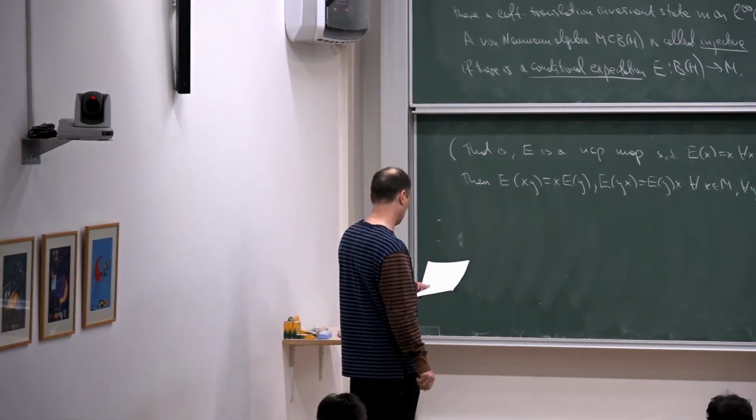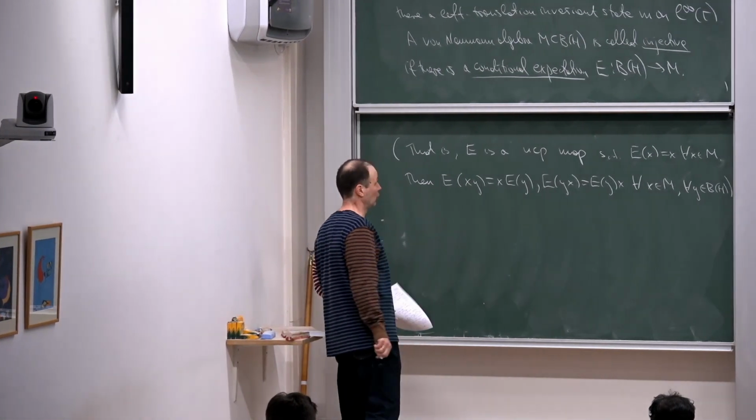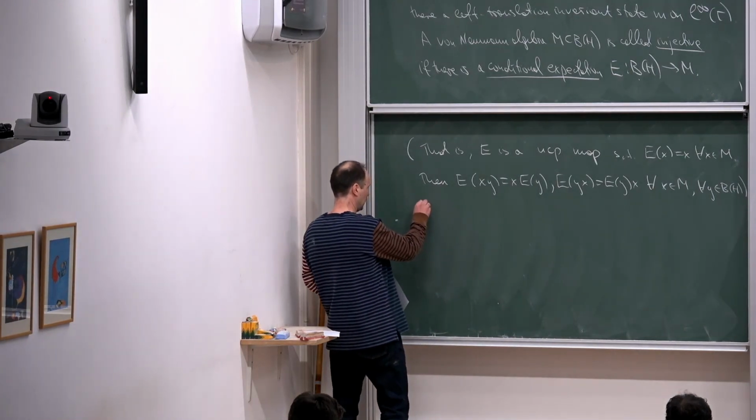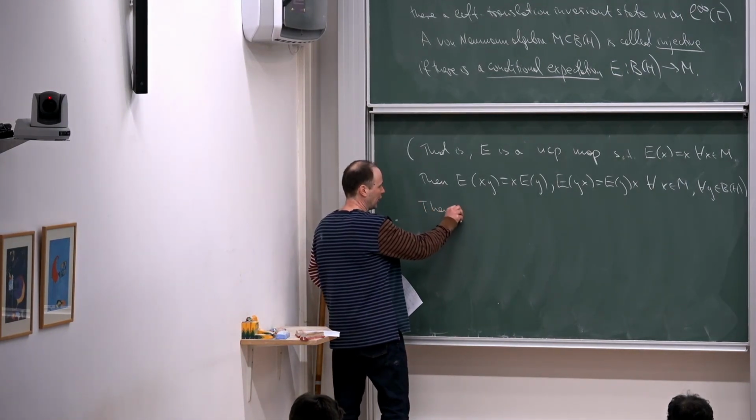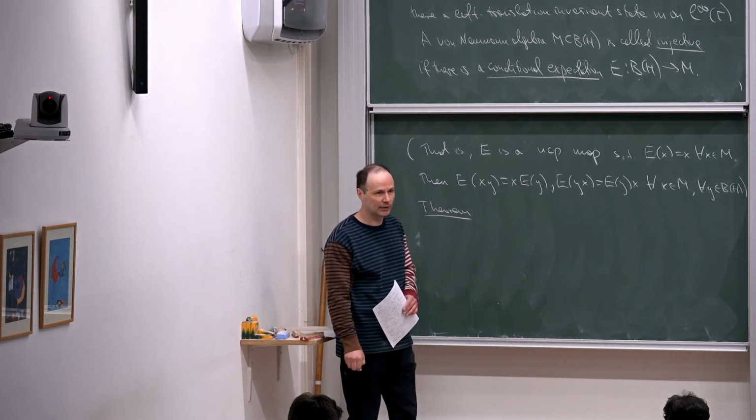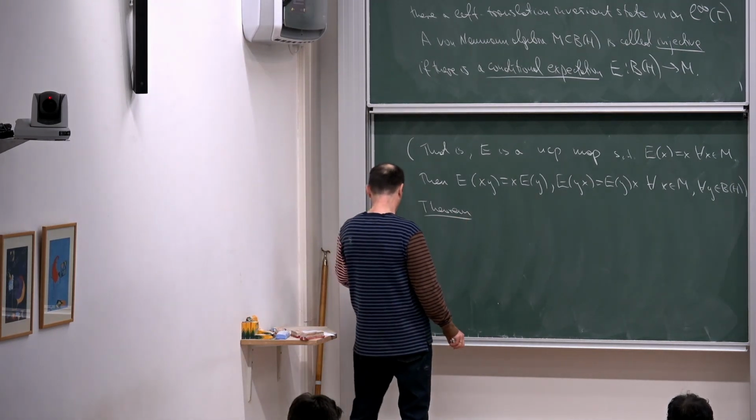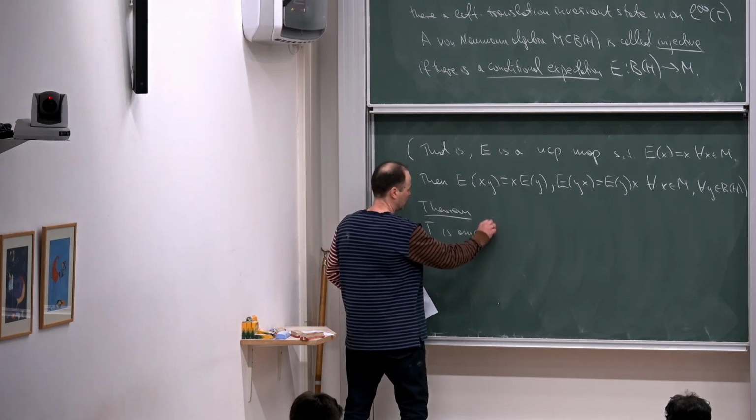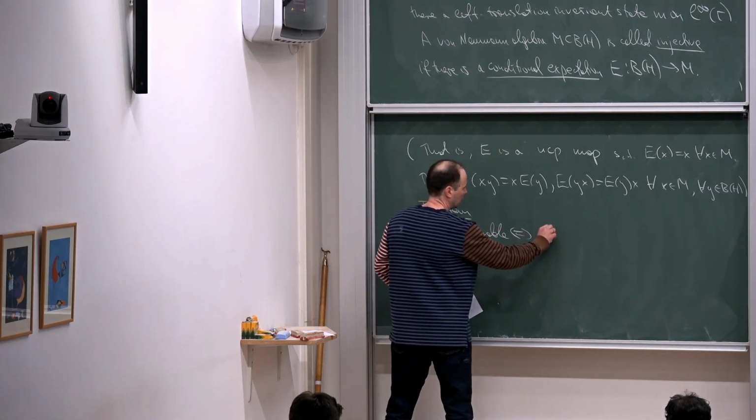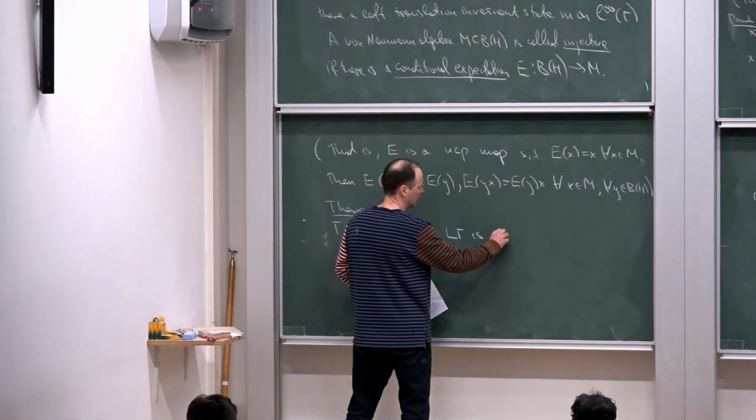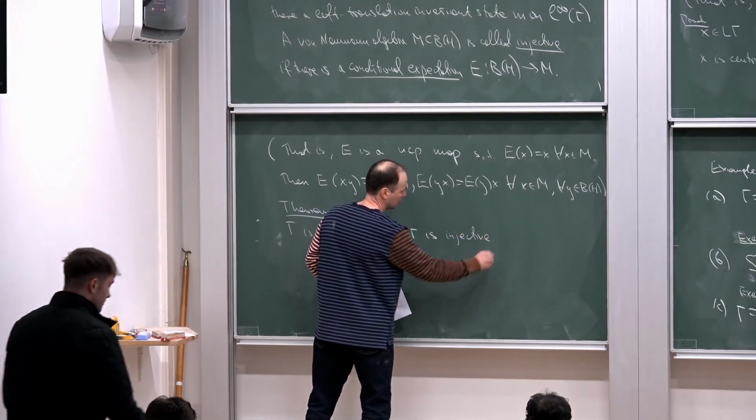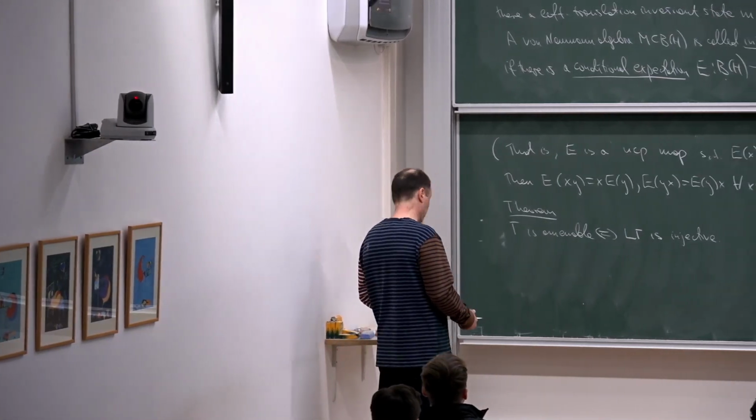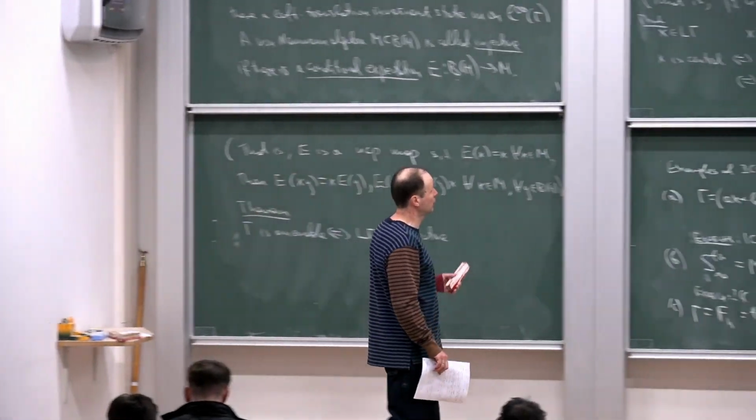From the definition, it's not obvious that these two notions are related, but it turns out that they're indeed very closely related. So the claim is that L of gamma is amenable if and only if L of gamma is injective. So yeah, let me sketch.